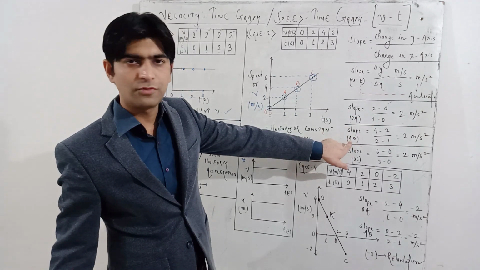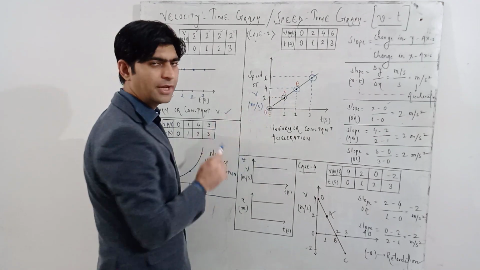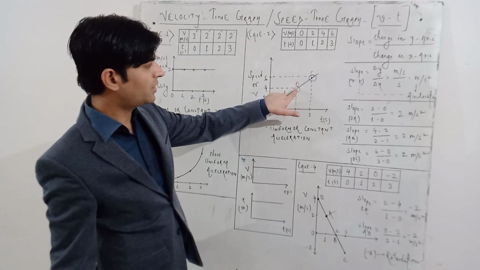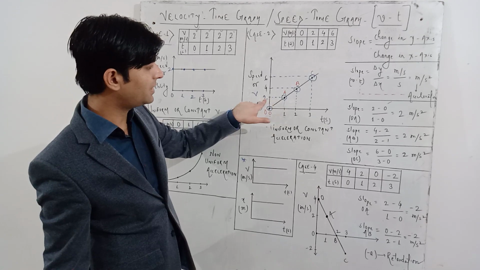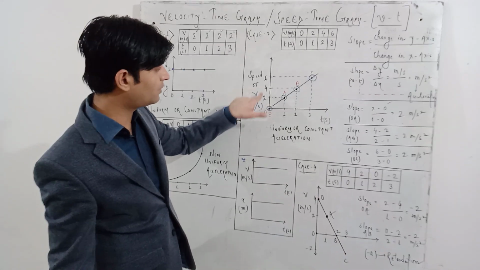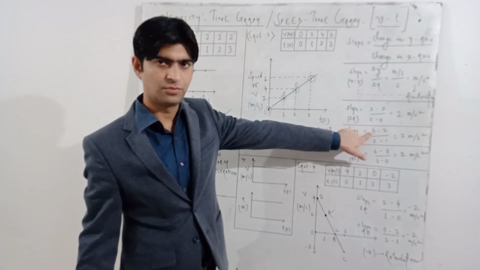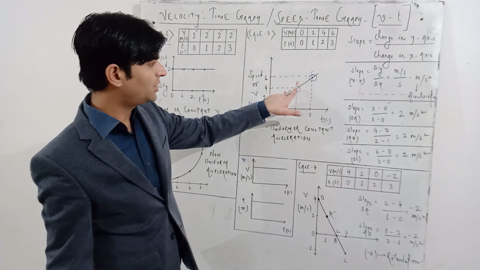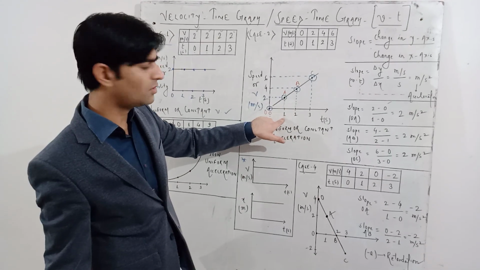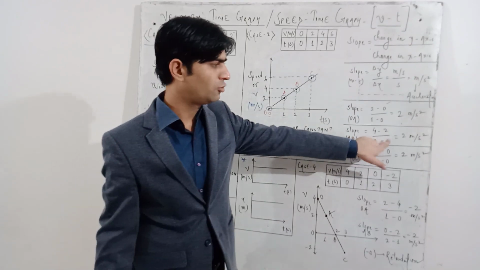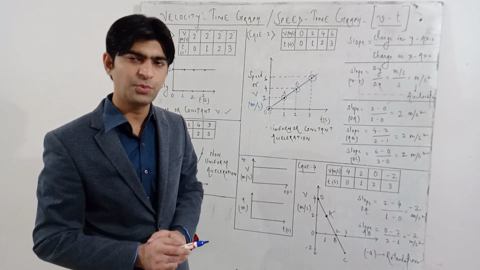Next, calculate the slope for section AB. What is written corresponding to point B on y-axis? 4. What is corresponding to point A? 2 on y-axis. 4 minus 2. So this is the change on y-axis. What is written corresponding to point B on x-axis? 2. What is corresponding to point A? 1. 2 minus 1. So 4 minus 2 upon 2 minus 1. Again you are getting 2 meter per second square.